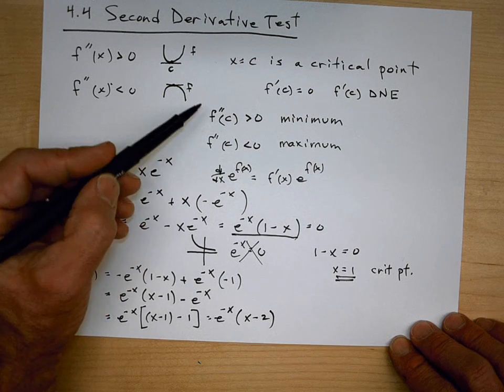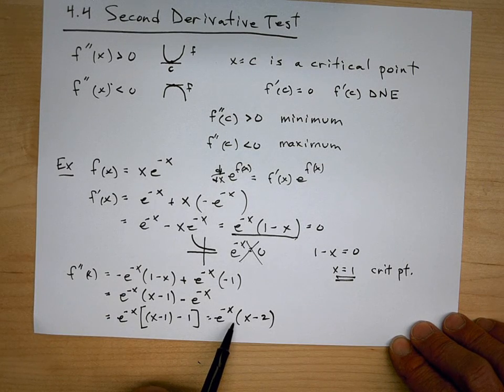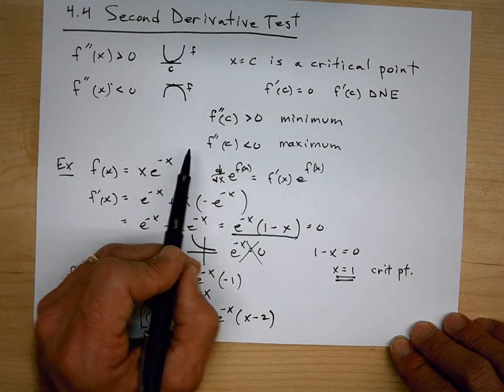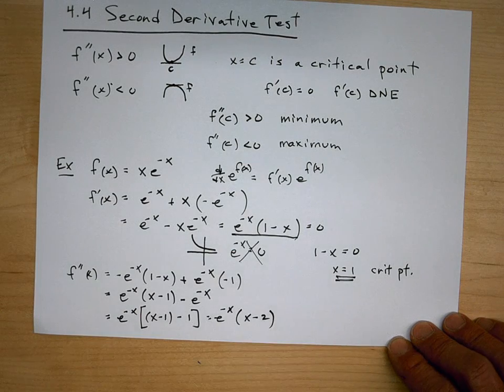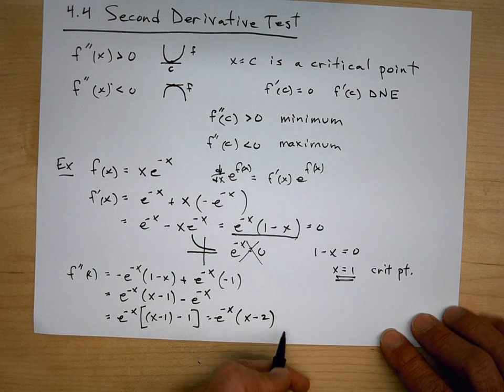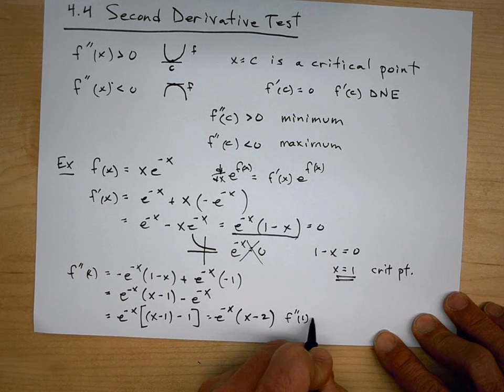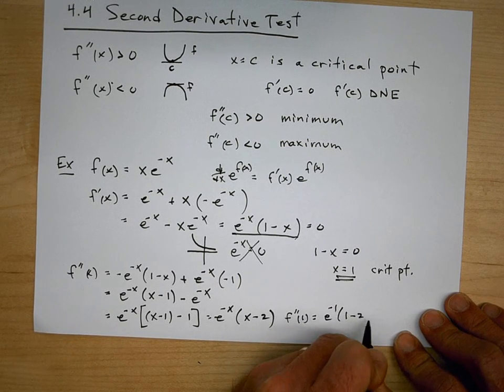Well, what we want to find out is if this critical point is a maximum or a minimum. So remember, coming back up here, we can put this critical point into our second derivative, and if our second derivative is positive, we have this situation going on, it's a minimum. If our second derivative is negative, then we have this situation going on, and it's a maximum. So let's put 1 in here. What do we get? So f double prime of 1 is e to the negative 1 times 1 minus 2.